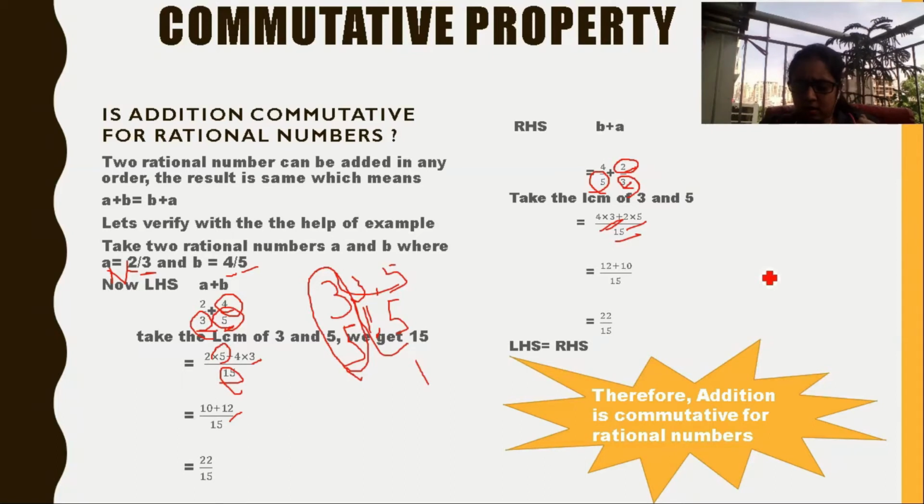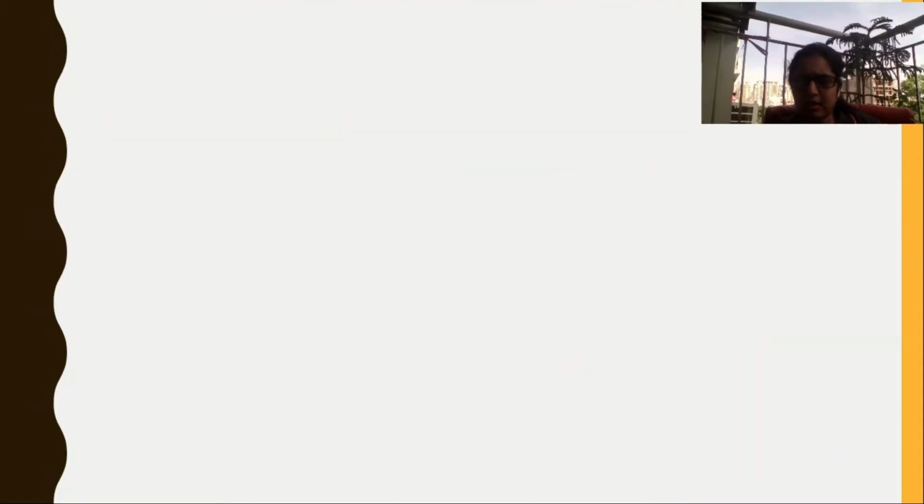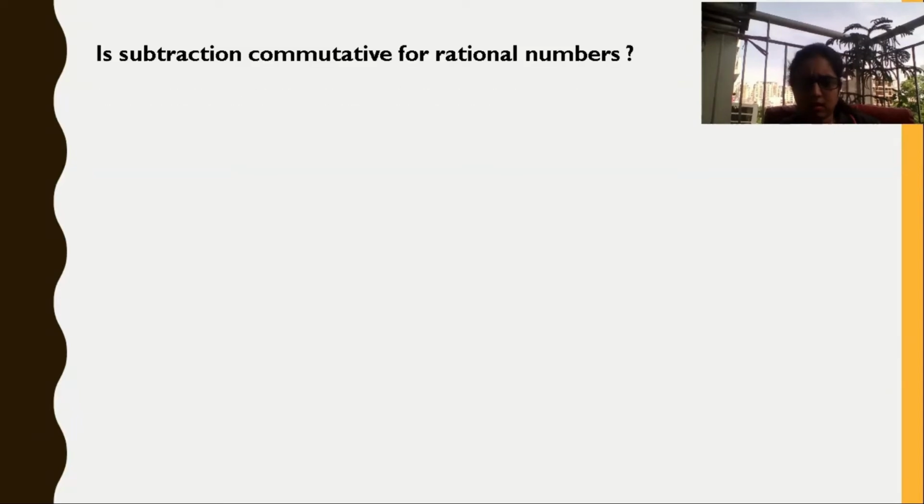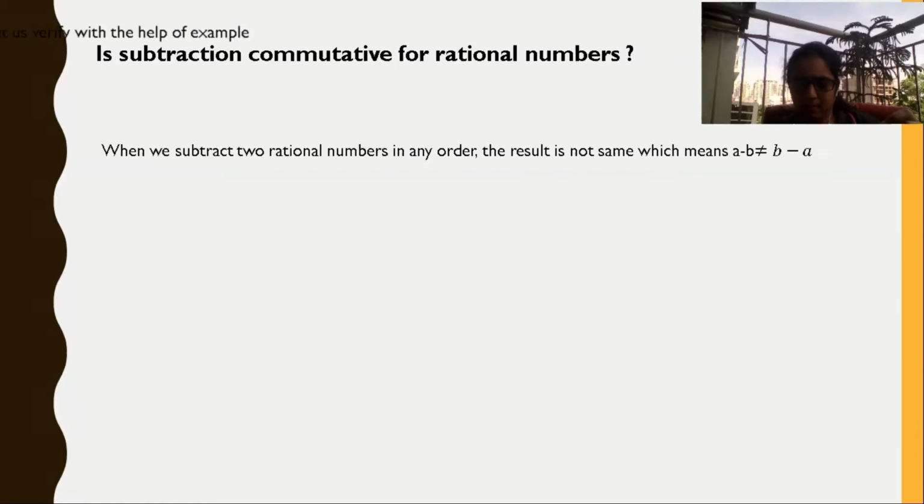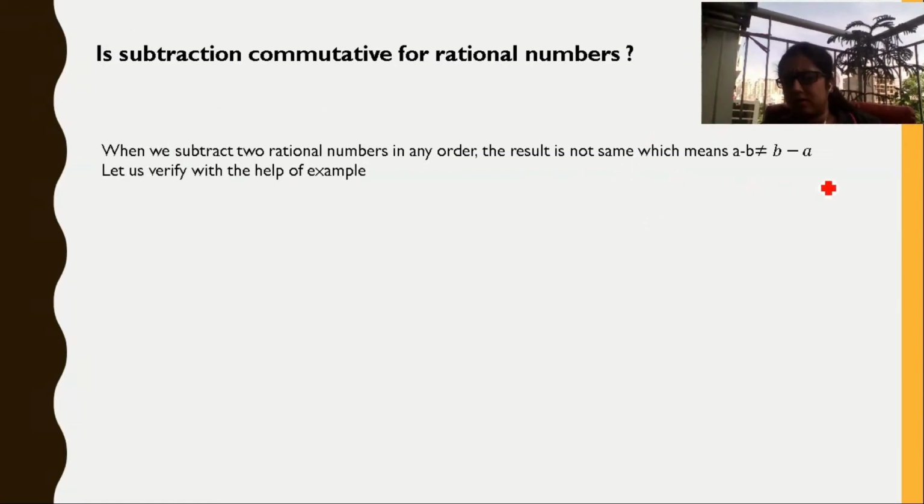So our next topic is: is subtraction commutative for rational numbers? Let's clarify with the help of an example. It means that when we subtract two rational numbers in any order, we do not get the same result. It means a minus b is not equal to b minus a. When we subtract two rational numbers in any order, the result is not the same.